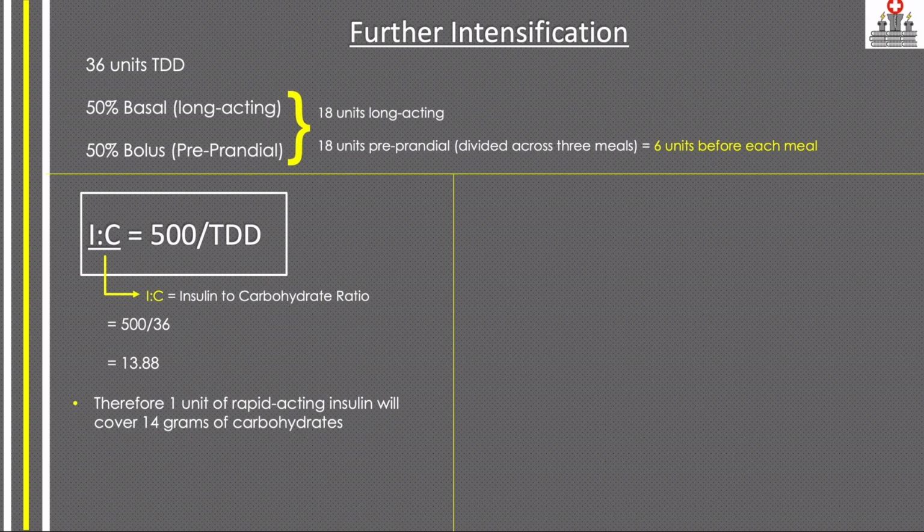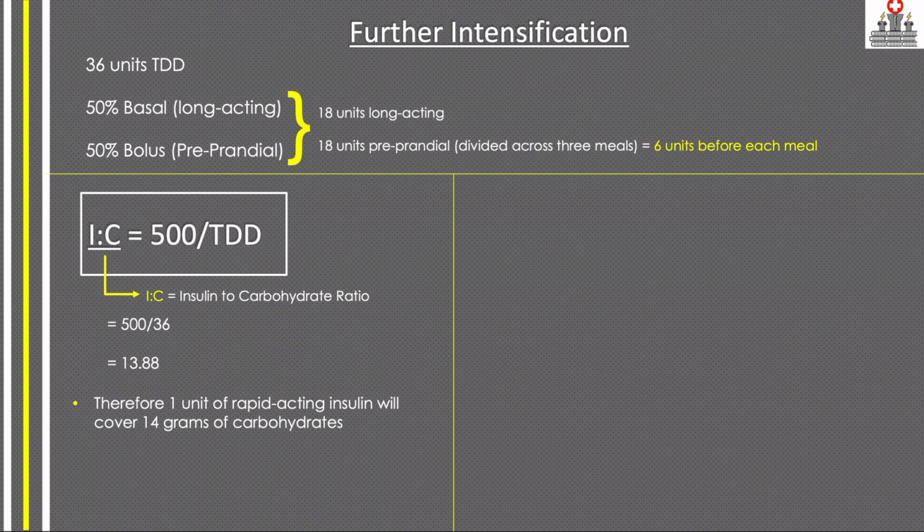And in this case, that's 36 units. We have about 13.88. Some people like to round down, some people like to round up. Really, again, depends on the physician you're working with. But this would suggest 1 unit of rapid acting insulin will cover 14 grams of carbohydrates. And patients can use this then. So when they're eating a meal, they see how many carbohydrates are in that meal. They then use this for much more accurate results.